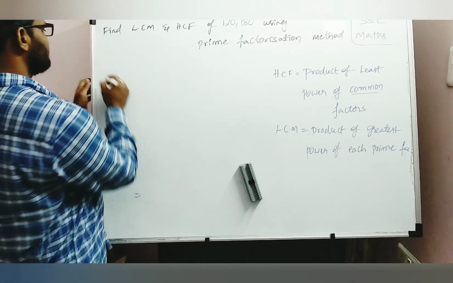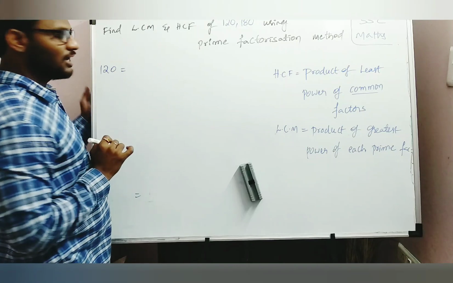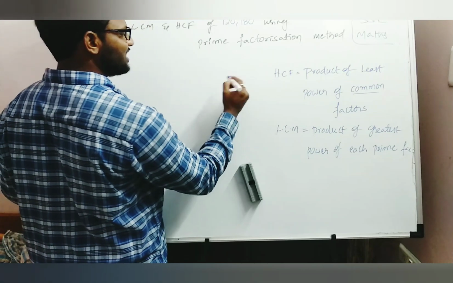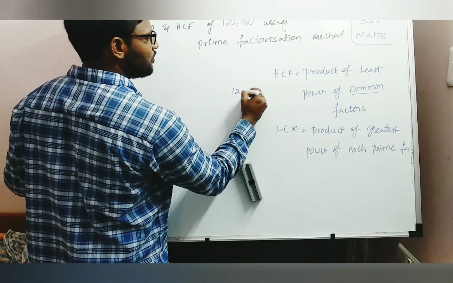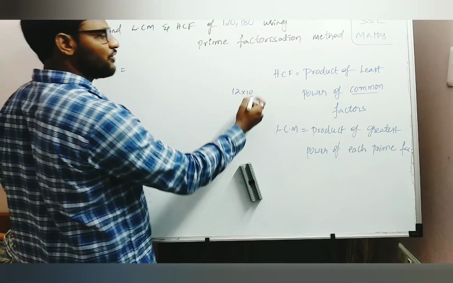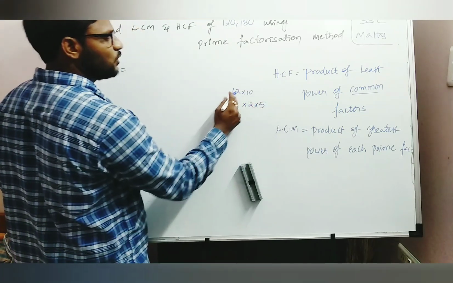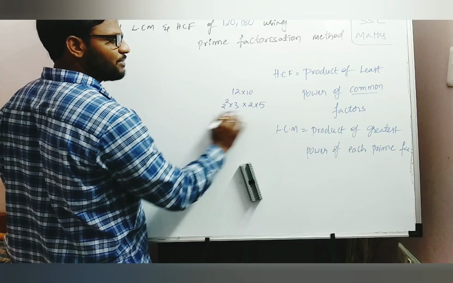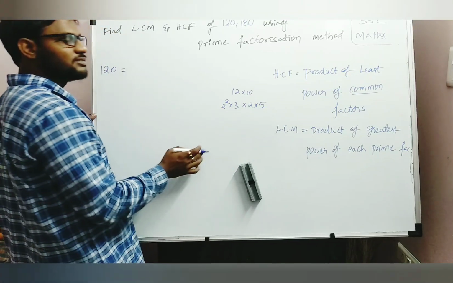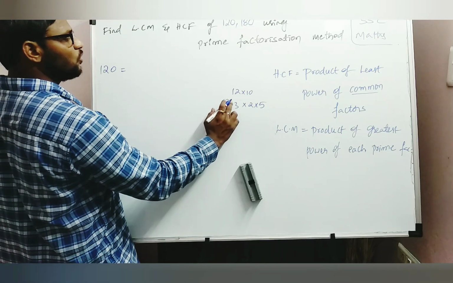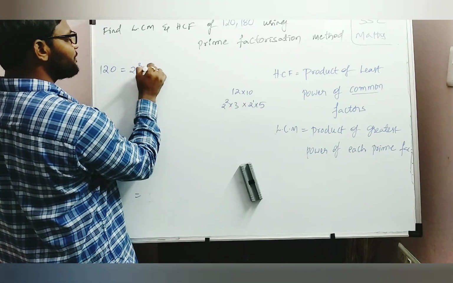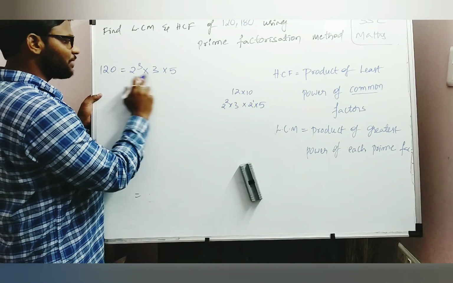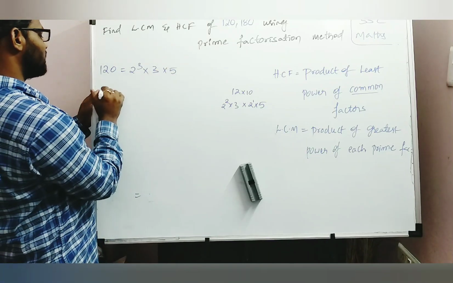Let's see how to find it. First write 120 in prime factorization form. See, 120 is a round figure, that is 12 into 10. Then we can write 10 as 2 into 5, product of prime numbers. 12 is 4 into 3, and 4 is 2 square. Only prime numbers remain. So 120 we can write as 2 power 2 into 2 power 1, which is 2 power 3 into 3 into 5. So this is the product of prime factorization. Next, 180.